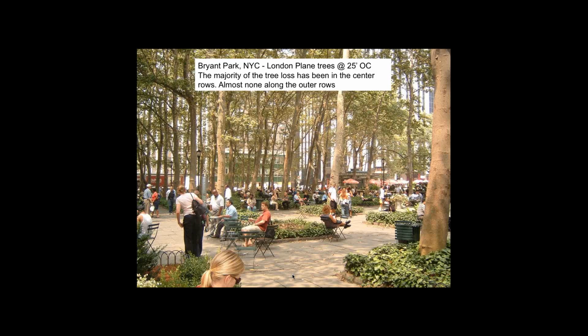Here's Bryant Park in New York with London Plains planted at 25 feet on center. And it's a very, very large planting. And there have been some tree losses. And interestingly, all of the tree losses are in the interior rows of this bosque. I haven't lost any trees on the outer rows.